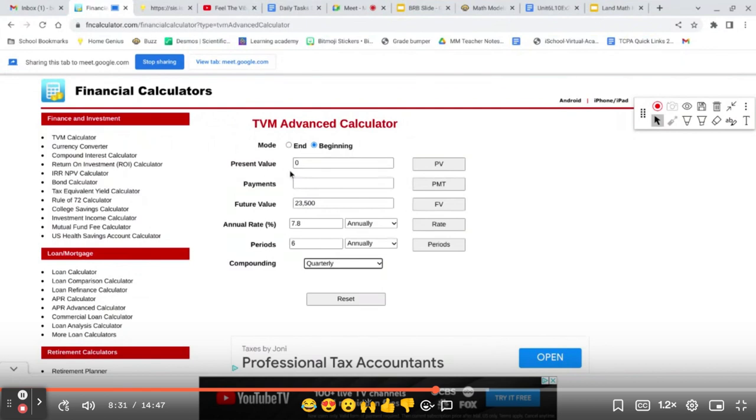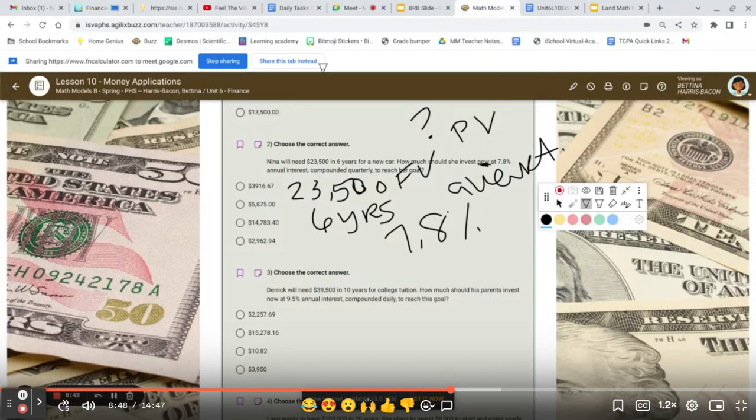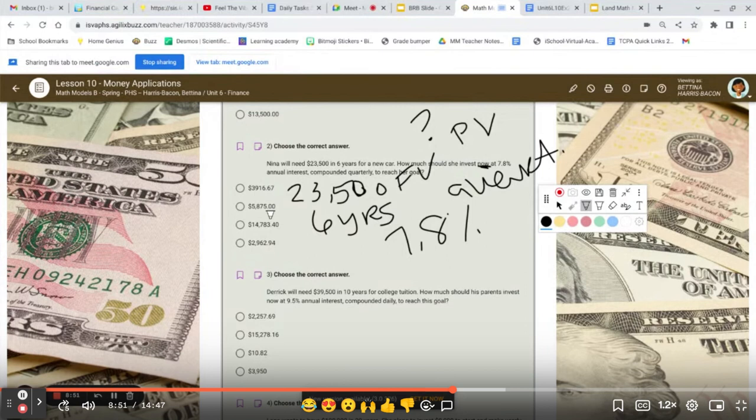We are looking for the present value because it says how much would she need to invest now. Where this PV is right here, we're going to click on it. And we're going to get approximately $14,783. There we go. All right, let's go and find another one. I'm going to clear this off of here.